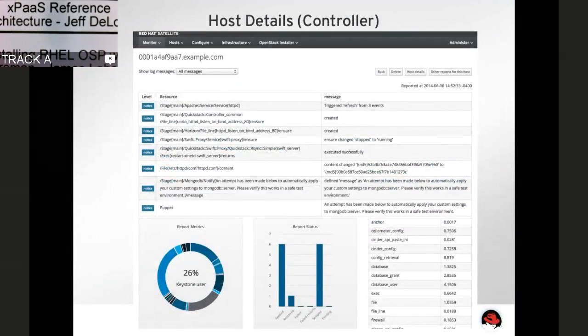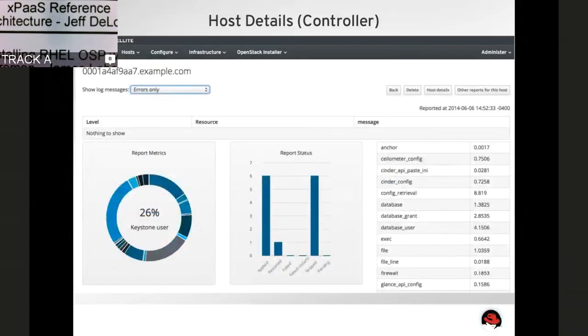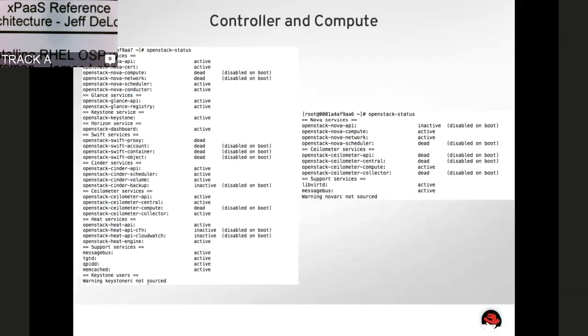All right, let me see here. So if you were to go to your controller and compute node after you deploy and just run an OpenStack status, you can see my Swift service was dead here, but the idea is that you have your OpenStack deployments running on both your controller and your compute node. All the services running, you can begin to utilize them.